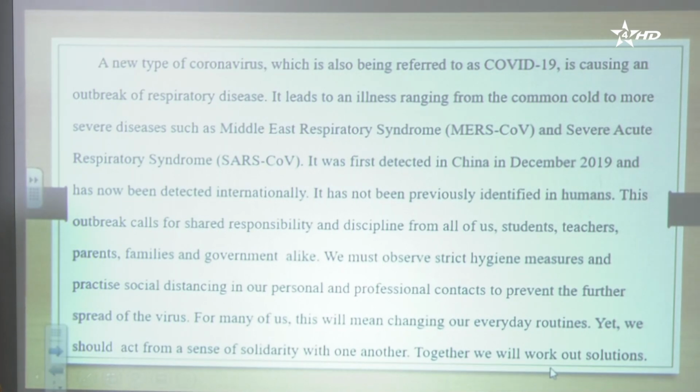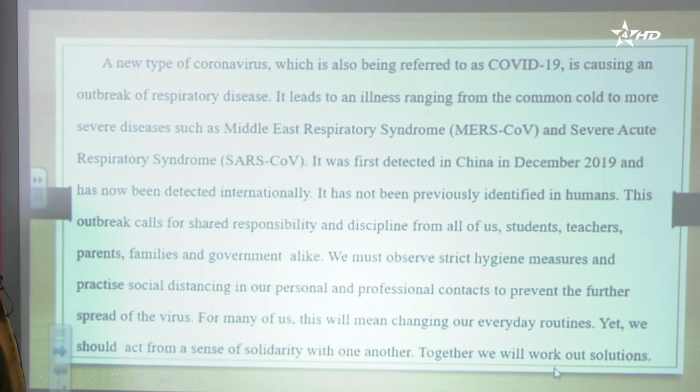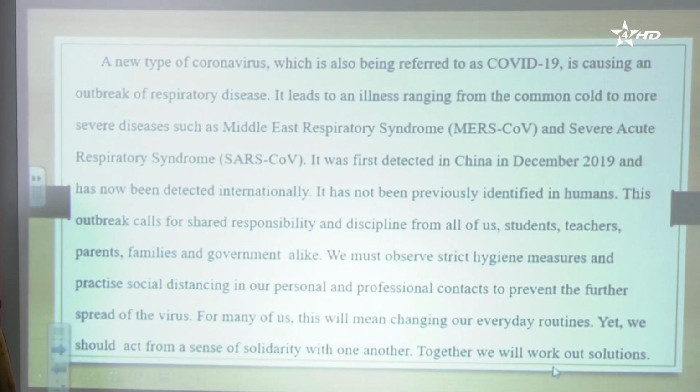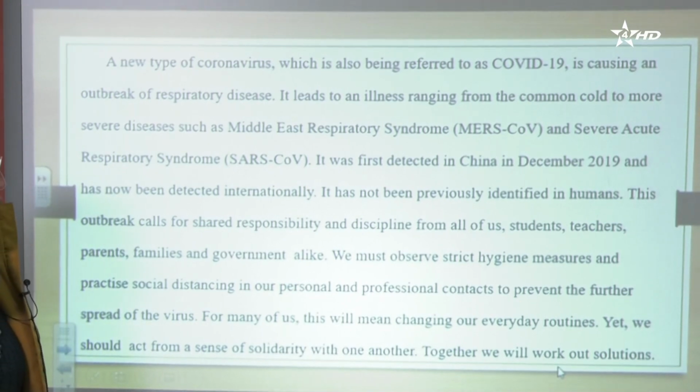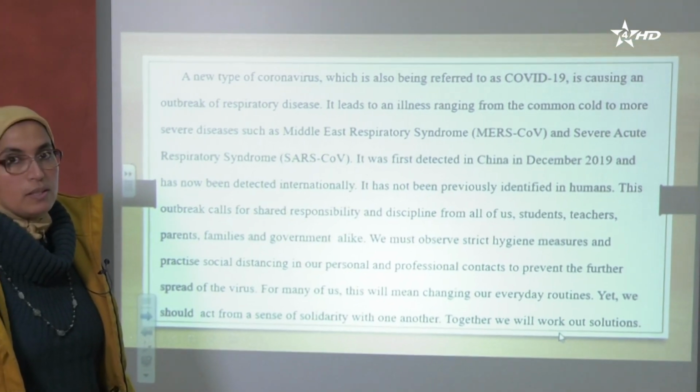This outbreak calls for the shared responsibility and discipline from all of us, students, teachers, parents, families, and government alike. We must observe strict hygiene measures and practice social distancing in our personal and professional contacts to prevent the further spread of the virus. For many of us, this will mean changing our everyday routines, yet we should act from a sense of solidarity with one another. Together, we will work out solutions.